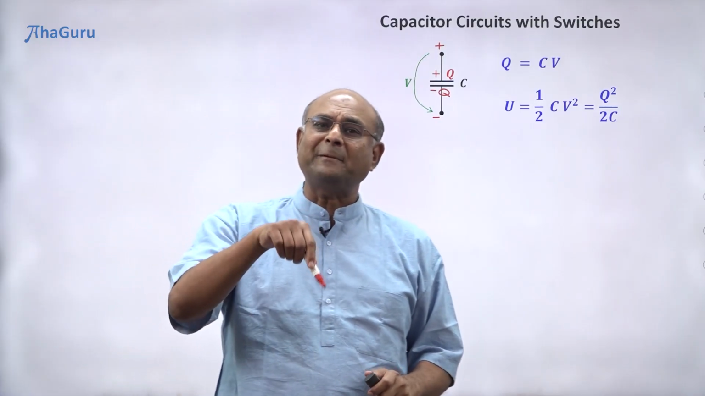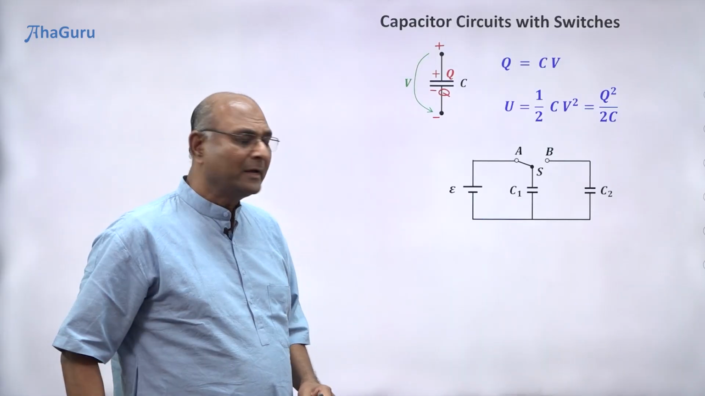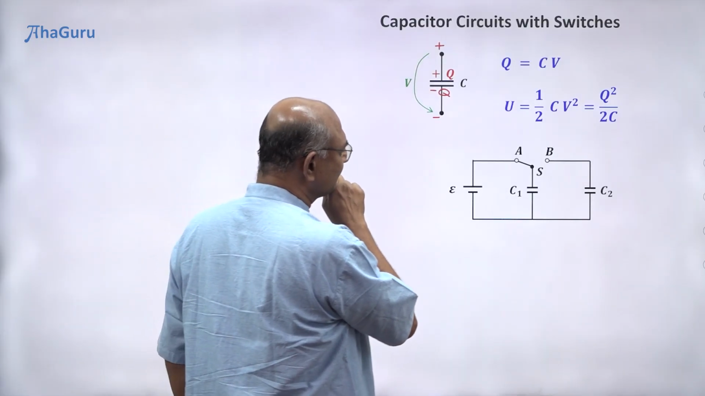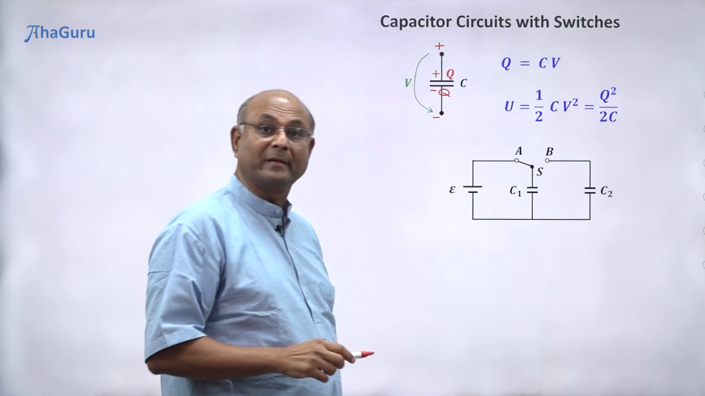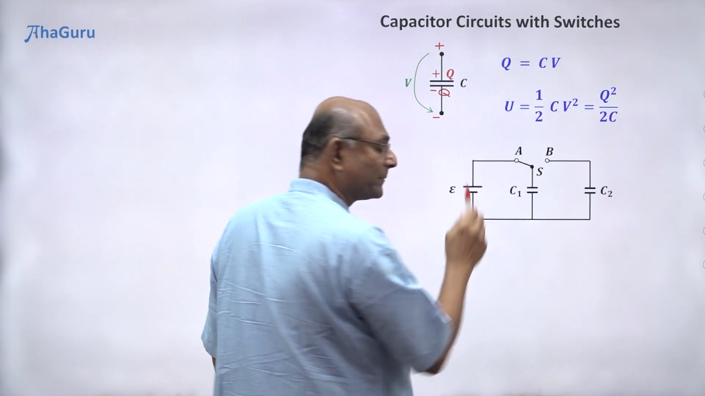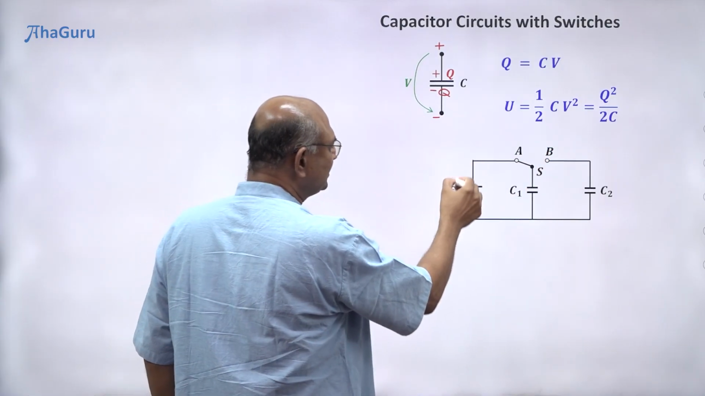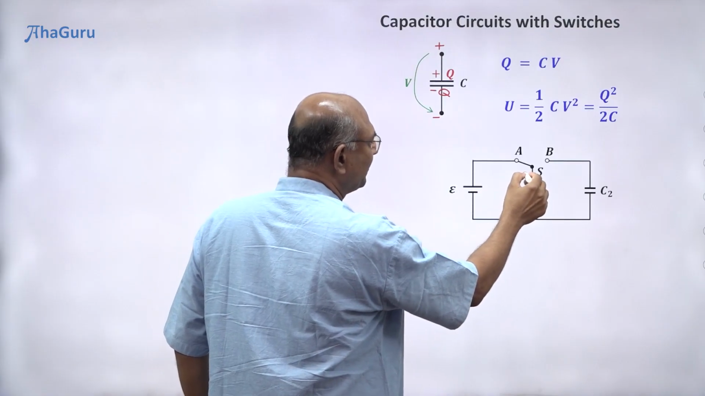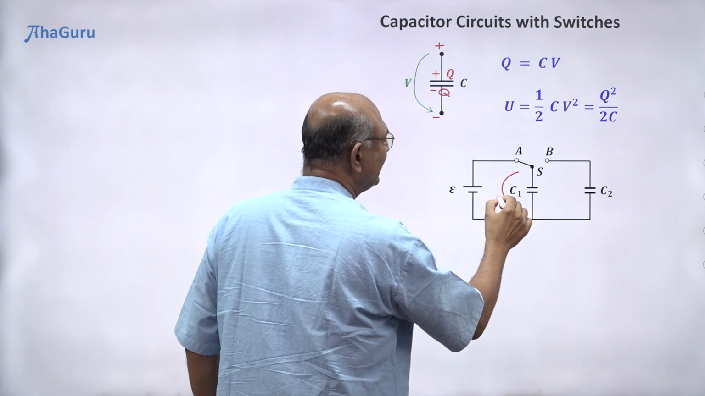But how does that help us solve problems with switches? Let us try and understand. So let us take a situation like this. This capacitor C1 is connected to this battery in the beginning. And then what are you going to do? You're going to take the switch and move it there. But before that, right now it is connected to this battery. Well, this potential drop is E. So therefore the potential drop across C1 will be E.